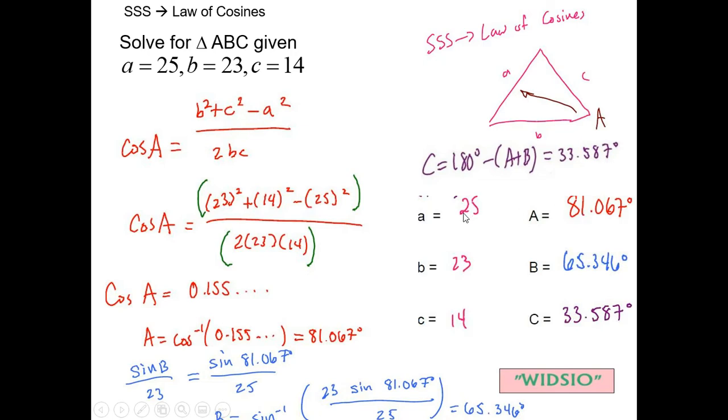If I look at my final tallies here, A is my largest angle. It's across from the largest side. C is my smallest angle, across from the smallest side. And B is in the middle. So I'll give you a couple seconds to get those notes down.